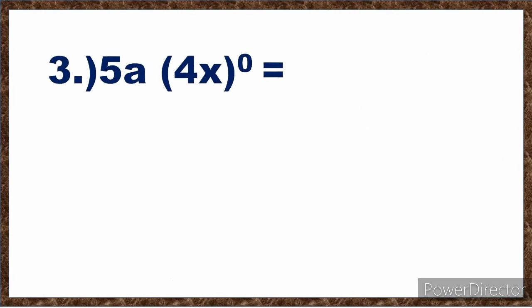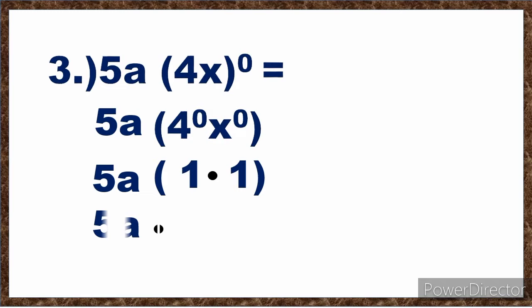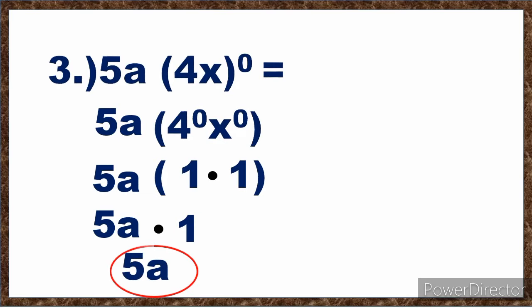Okay, next number 3, 5a times (4x) raised to 0. Then (4x) raised to 0 is equal to 4 raised to 0 times x raised to 0. Then we have now 5a. 4 raised to 0 is 1. x raised to 0 is 1. So now we have 5a times 1 times 1 equals 1. Then 5a times 1 equals 5a.